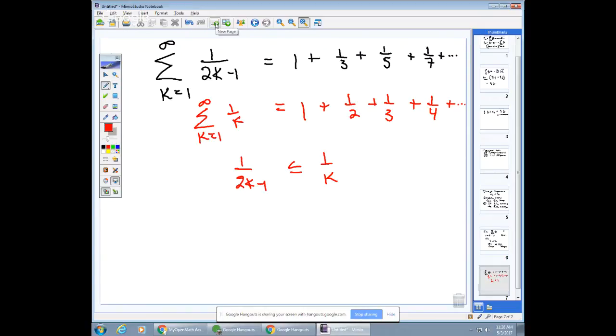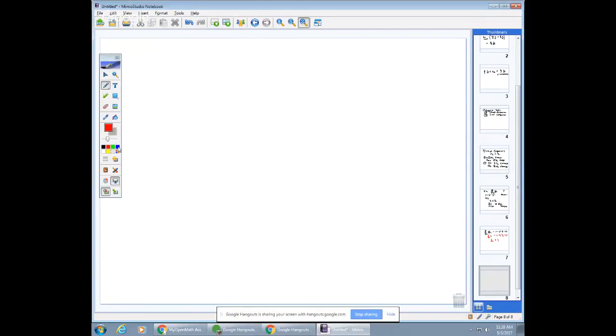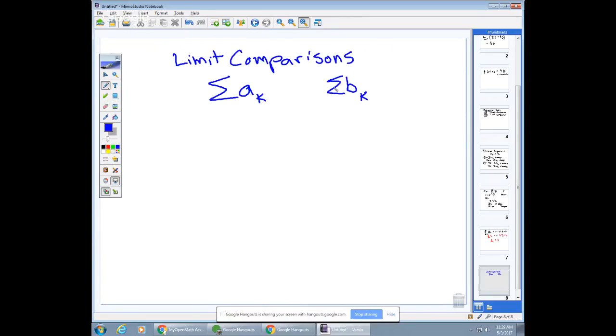Okay. So I'm going to give you another theorem before I come back to playing more with direct comparisons, the limit comparison theorem. And this one doesn't relate to an inequality. We just have two different sums. We have these A's that are being added up, and we have these B's that are being added up. And we want both the A's and the B's to be positive terms. We don't want them to be negatives.